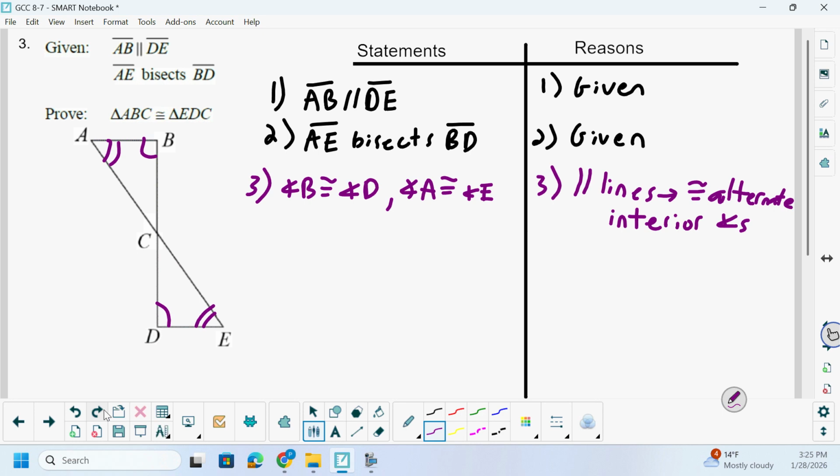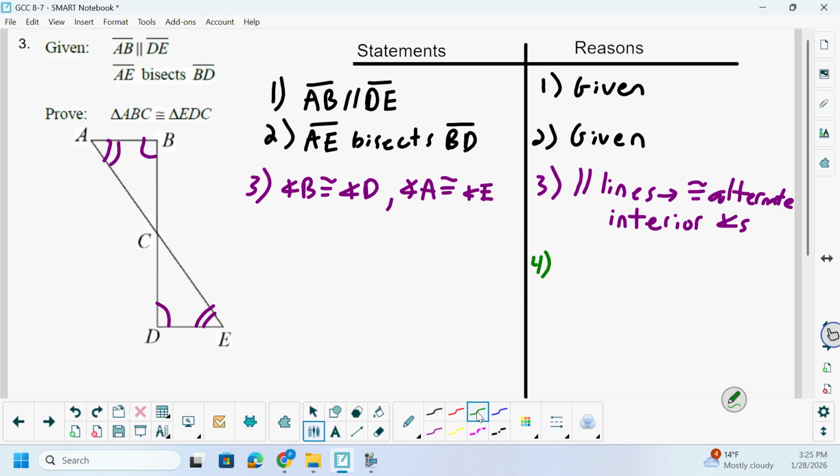Now, one of the most common errors I see when using the parallel line reason is people forget to say it implies congruent alternate interior angles, and they will just write that it implies alternate interior angles. It is not helpful to us to just have alternate interior angles. We need them to be congruent.